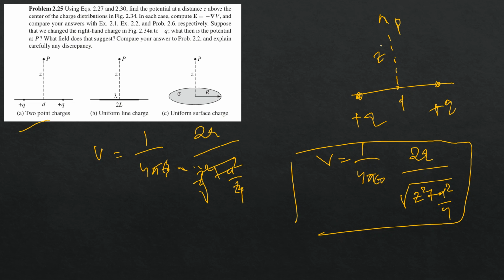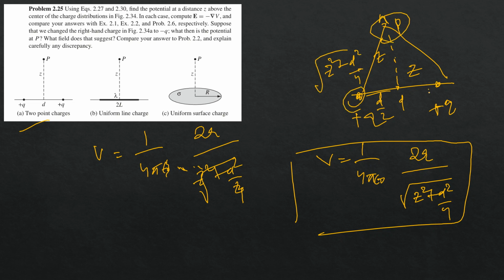Why is this one this? See, this is your d by two. This is the z direction. This is the square root of z square plus d square by 4. We need this distance only, d square by 4 plus z square. We need cos theta and sin theta. So 1 by 4 pi epsilon naught, 2q by the square root of z square plus d square by 4. Alright.